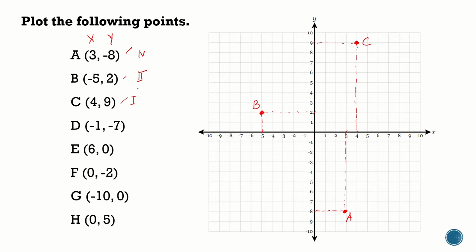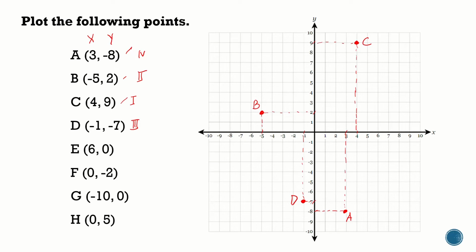So for letter D, both are negative, so we are expecting that this will be in the third quadrant. Negative 1 of x is right here. Negative 7 of y is right here. So this means this is point D.